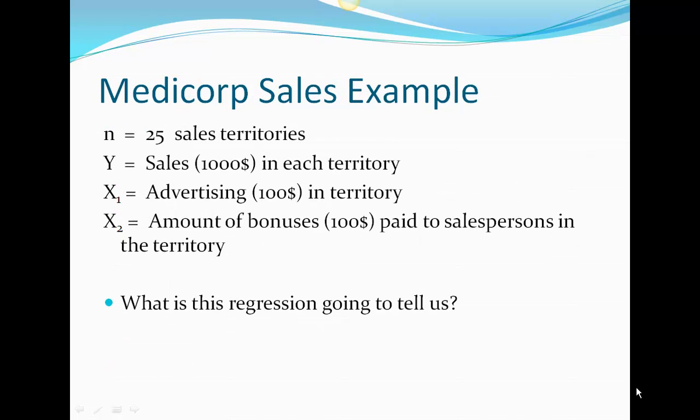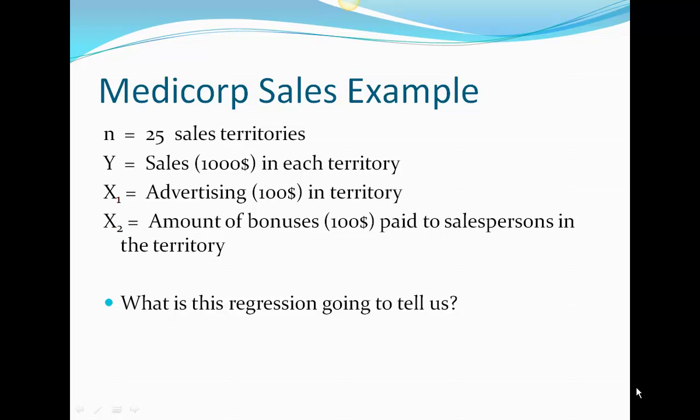So here's our first example. We're looking at medical corporation sales. They have 25 sales territories. Now what's a little unique in this is the units that we have our independent and dependent variables in are different. So sales are in thousands, advertising is in hundreds, and bonuses is also in hundreds.